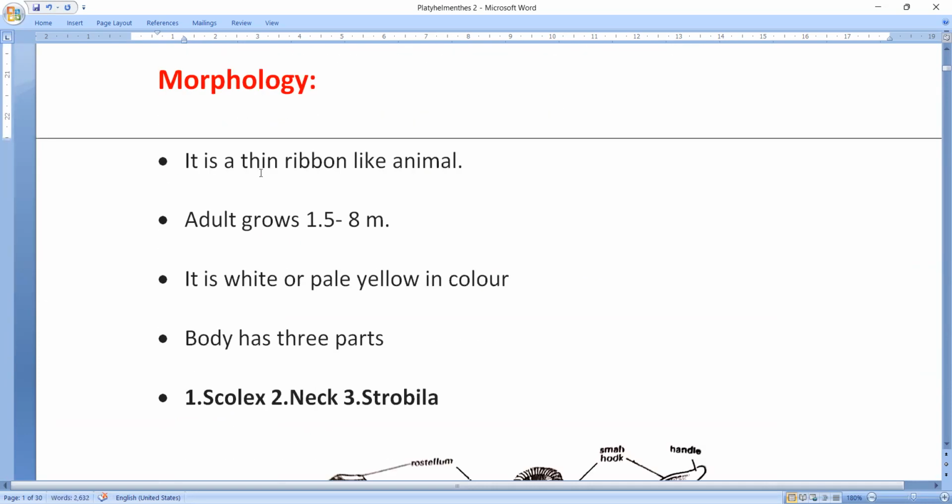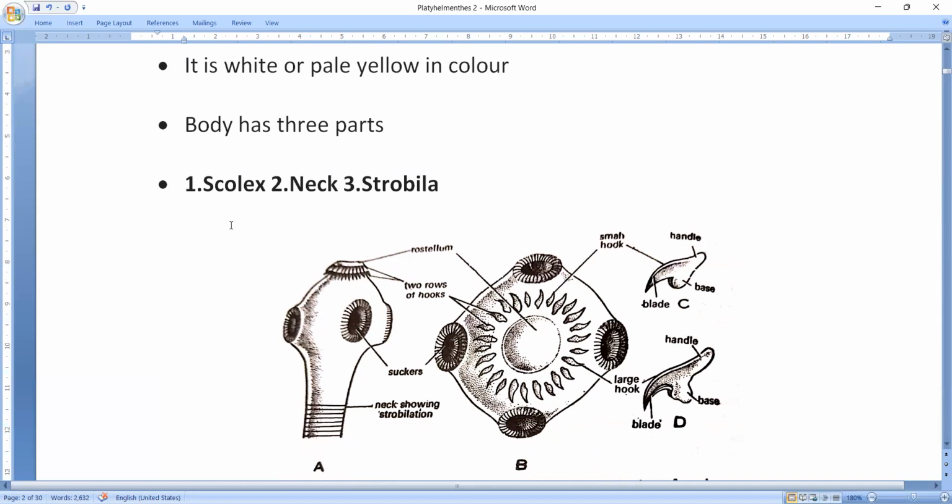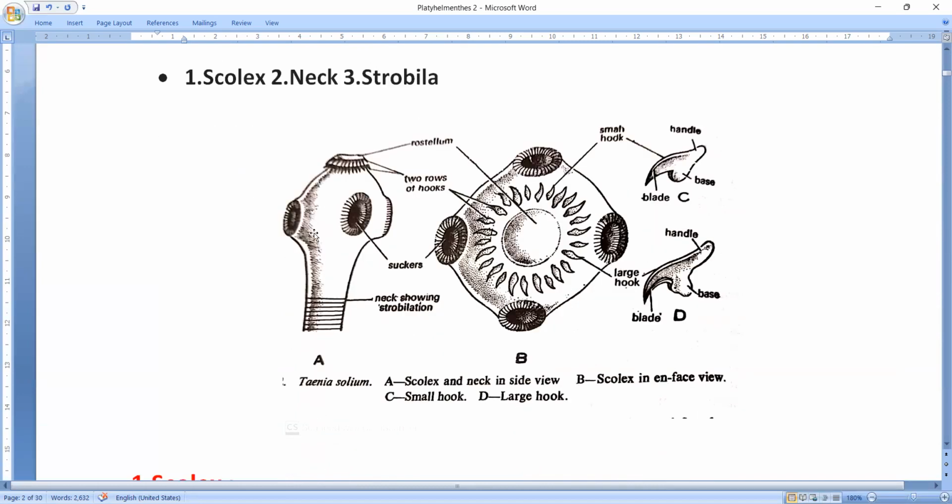It is a thin, ribbon-like animal. As it is a flatworm, the adult grows up to 1.5 to 8 meters, which is very long. It is white or pale yellow in color. The body has three parts. Just now I told you: scolex, neck, and strobila. What you are watching is the scolex. It is just like a head, but not a true head. Here it looks like the head of a pin.